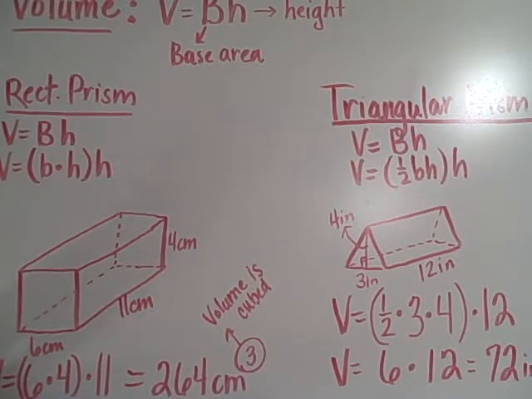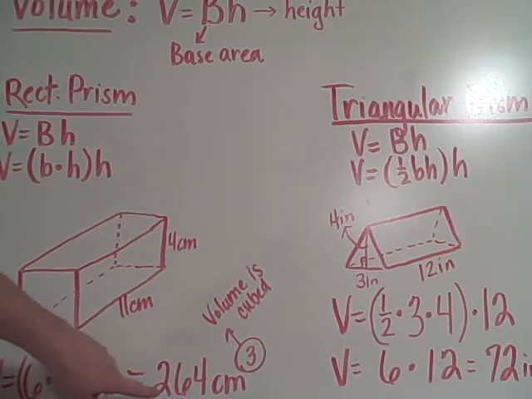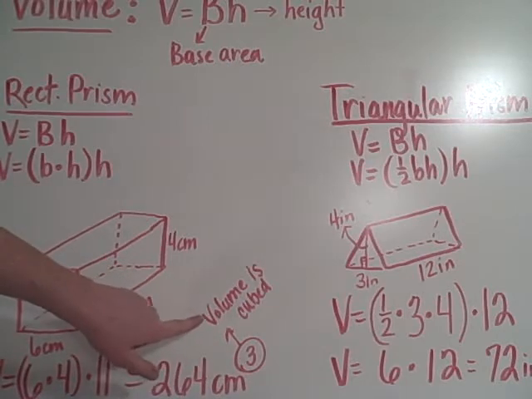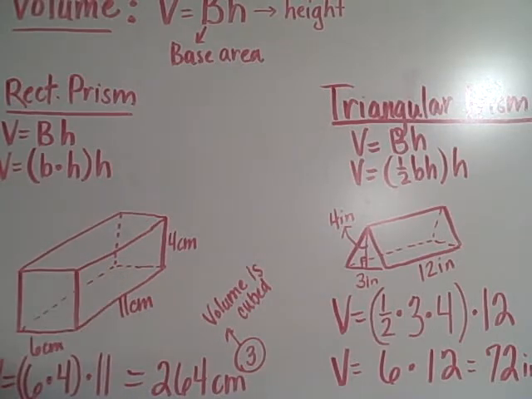Filling into the formula, volume is equal to 6 times 4, because that is my rectangular base, times 11. That multiplies all together to be 264 centimeters cubed. I use the 3 because volume is always cubed. Remember we said it was how many cubic units fill up a space.